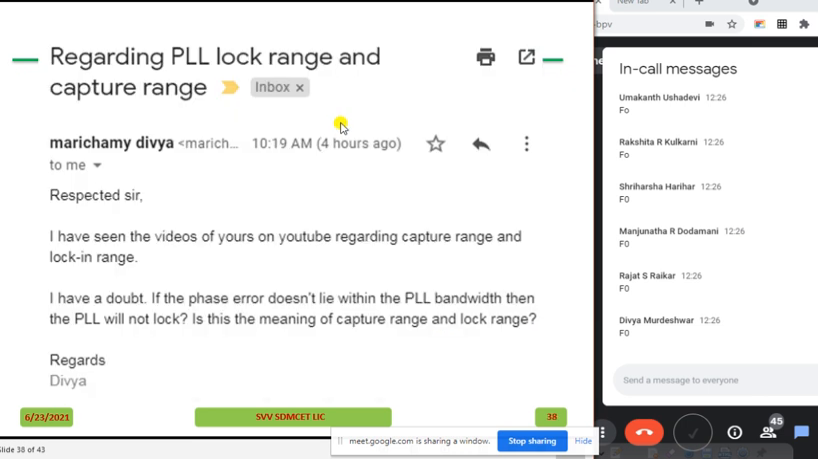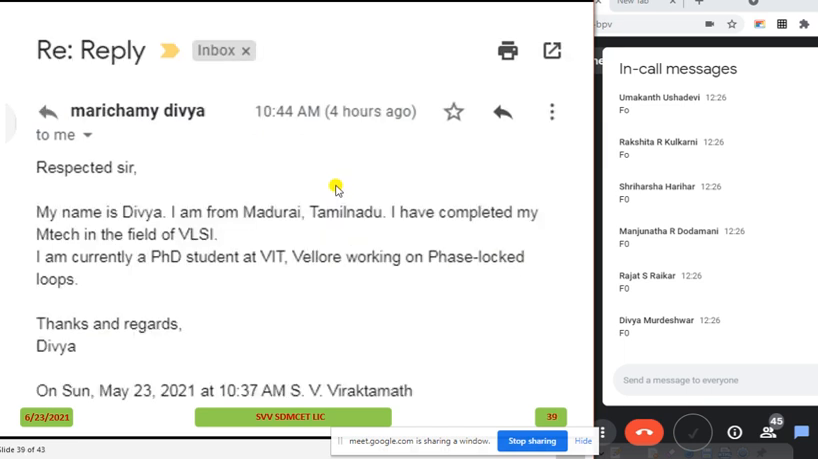And I told you many students are sending emails, and this is a sample email I am sharing with you. I have seen your YouTube videos regarding the capture range and lock range. I have a doubt if the phase doesn't match with the PLL. I thought these people were students of some BE engineering college, but later I came to know that these people are doing a PhD on that. So I told them it is better to discuss with a person who has done a PhD in this PLL only. See, my name is Divya, I am from Madurai, something they are telling.